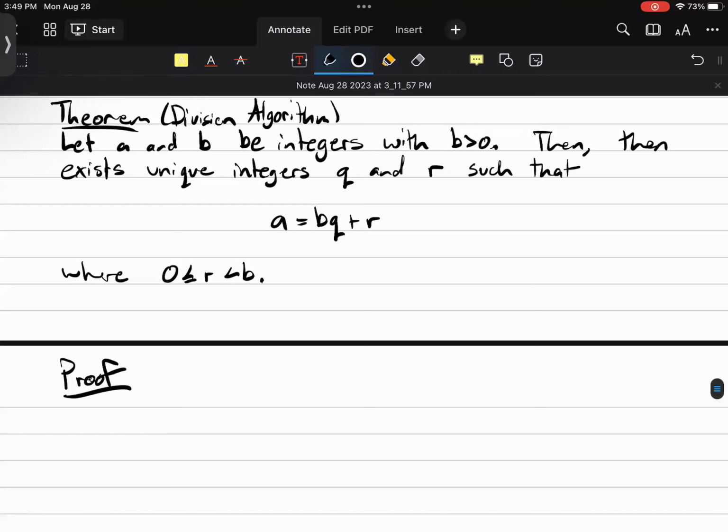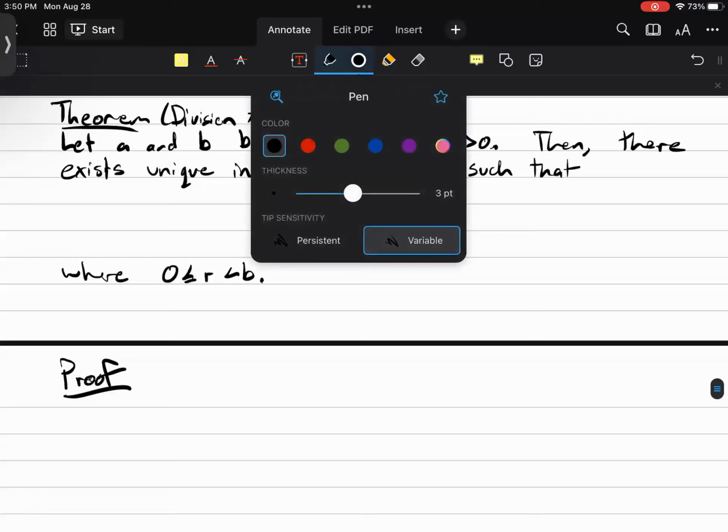So let's follow the then statement. Let A and B be integers with B greater than 0, then there what? Exists unique. There are two things we have to do in this proof. We have to show, one, Q and R exist. And then, once we know they exist, what else do we have to show? That they're unique. This is what we call an existence and uniqueness proof.